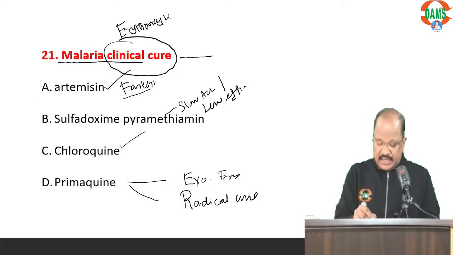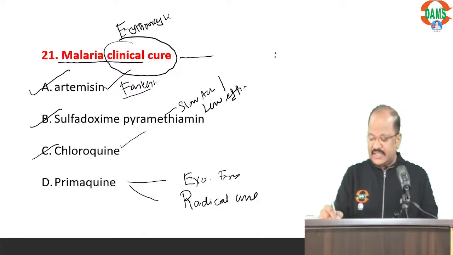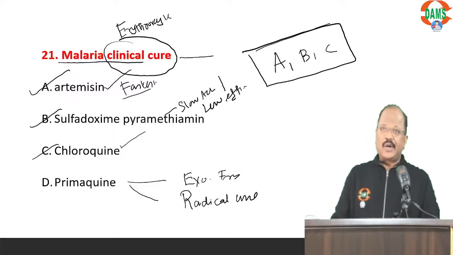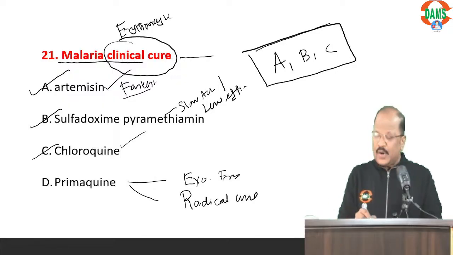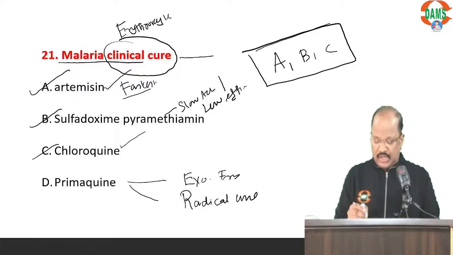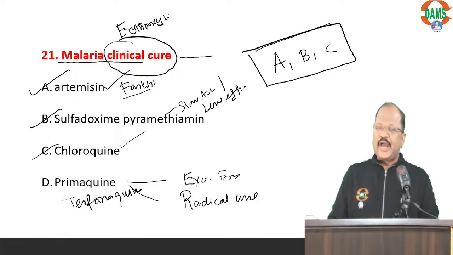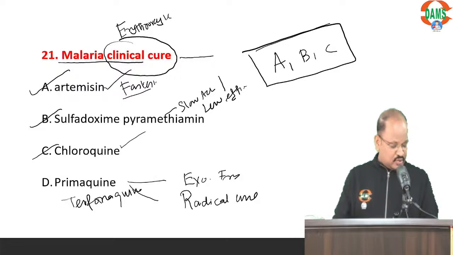So A, B, C is the answer. Clinical cure means go for A, B, C. They act on the erythrocytic stage and control clinical symptoms like fever and chills, whereas primaquine is useful only for radical cure. Tafenoquine and primaquine act on the exoerythrocytic stage, useful for this one.